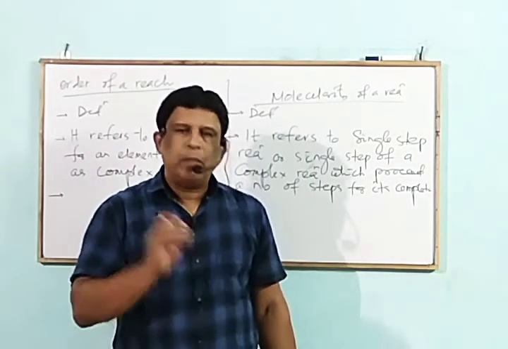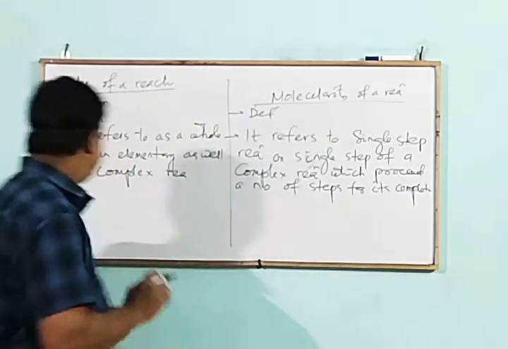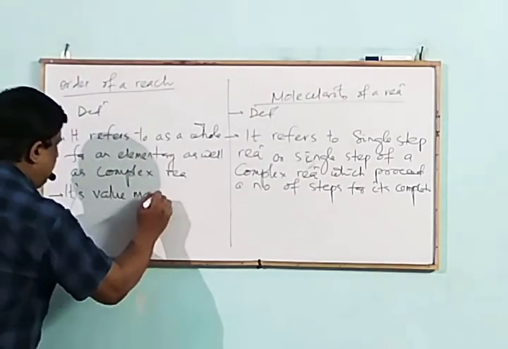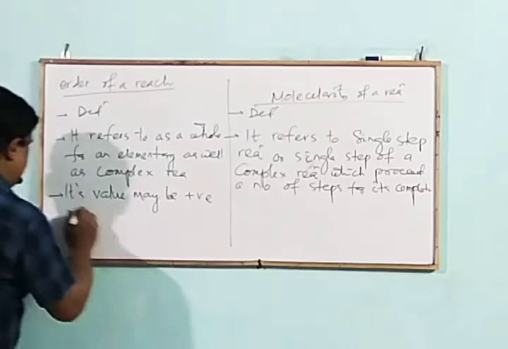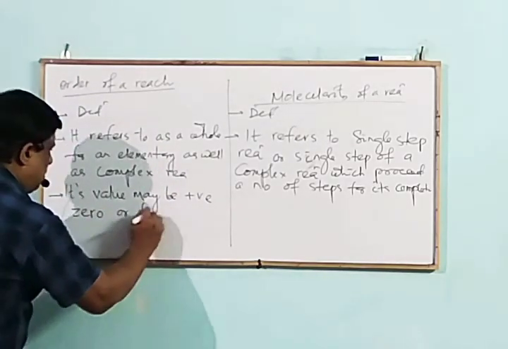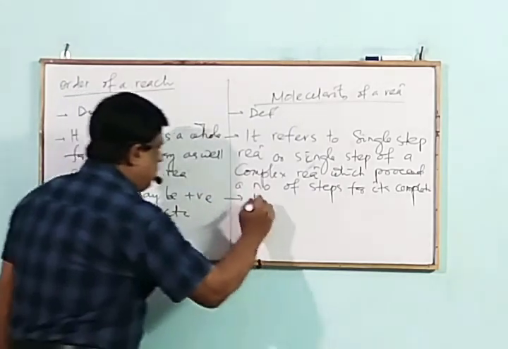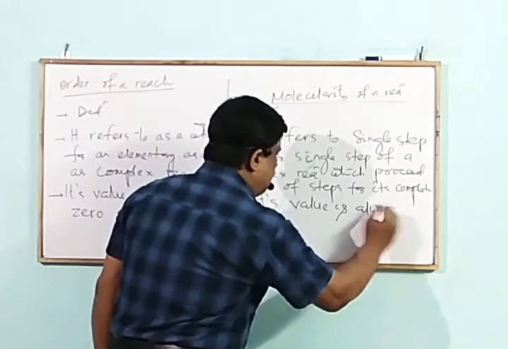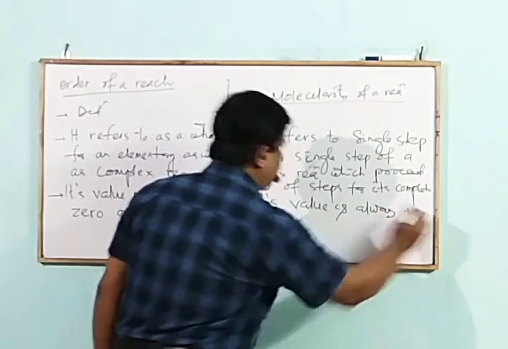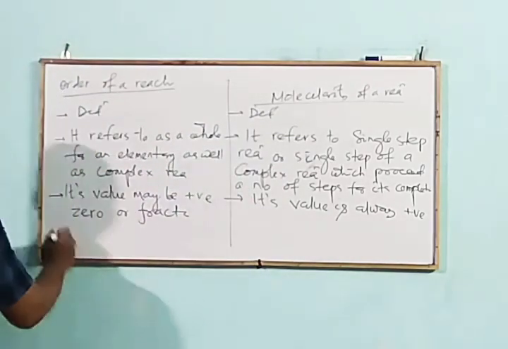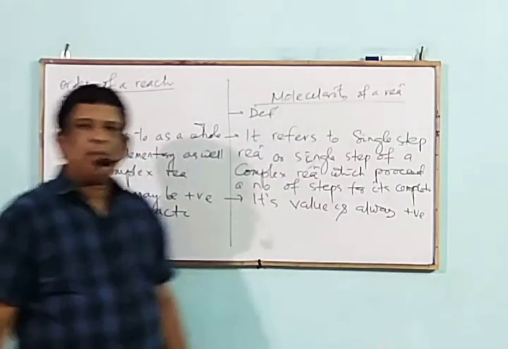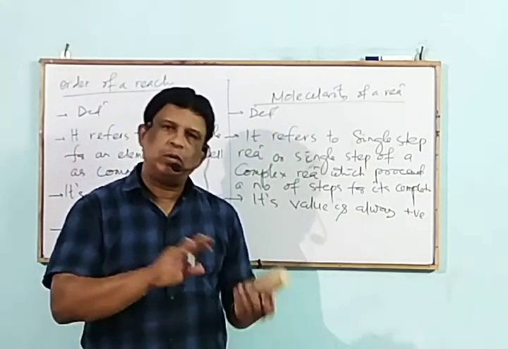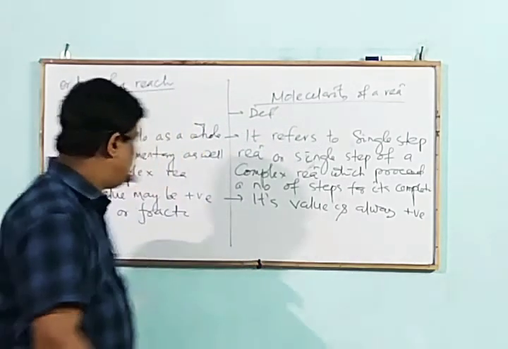Order of reaction may be positive, zero or fraction. Third point, its value is always positive for molecularity. Next, order of a reaction is applicable to elementary reaction as well as complex reaction.